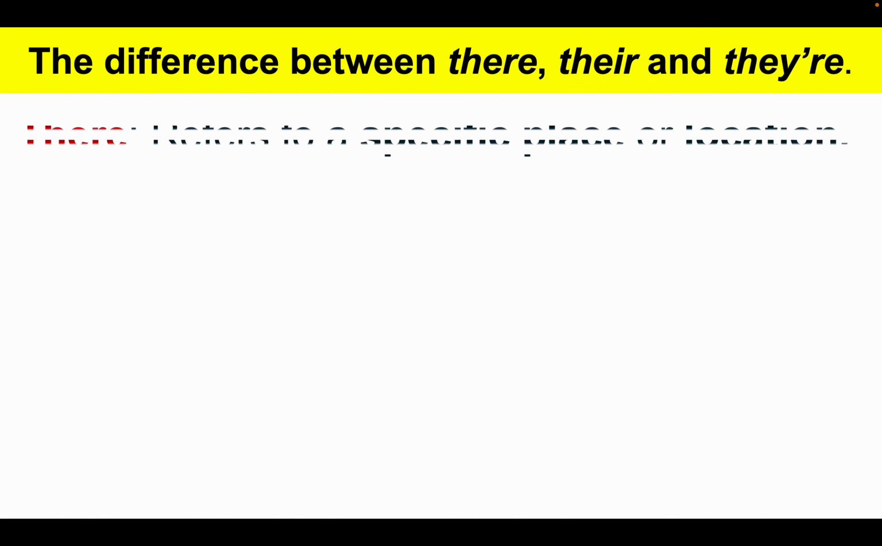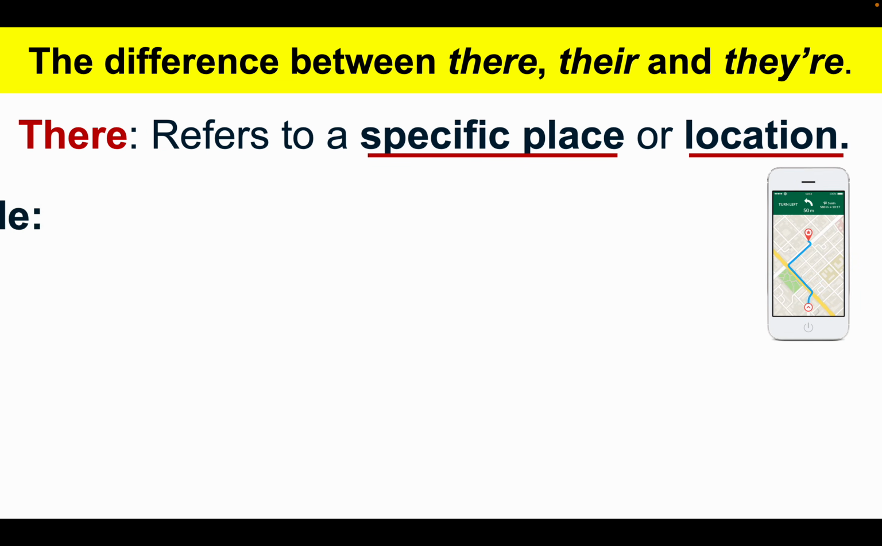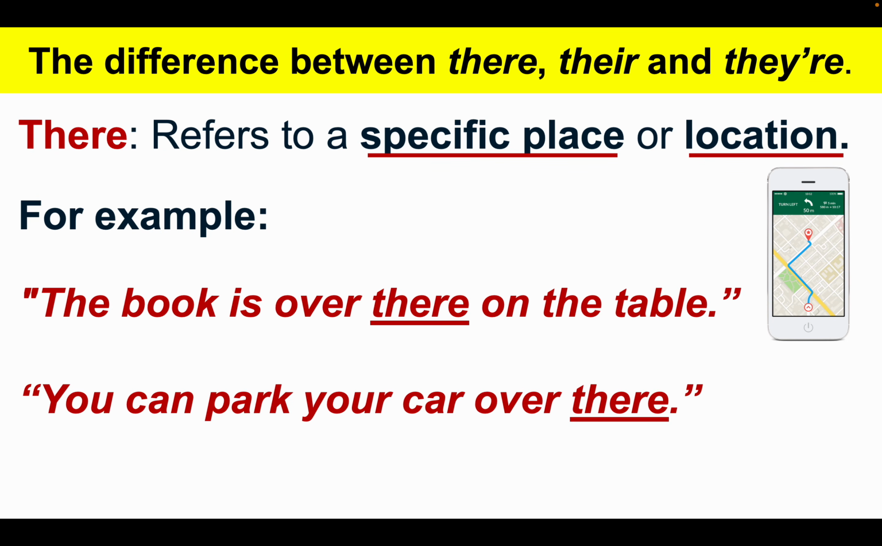So the difference is this. T-H-E-R-E refers to a specific place or location. For example, an example sentence is, the book is over there on the table. So that sentence is referring to the fact that the book is in a specific location over there on the table. Another example is, you can park your car over there, T-H-E-R-E. So it is referring to a specific location or place.